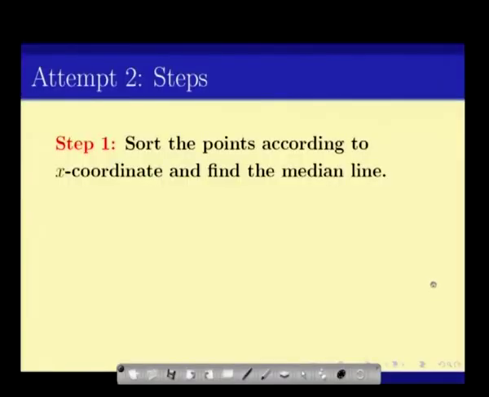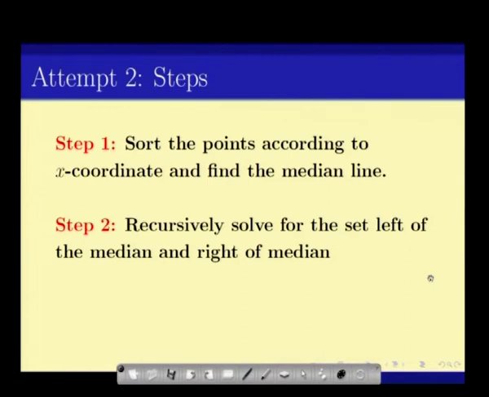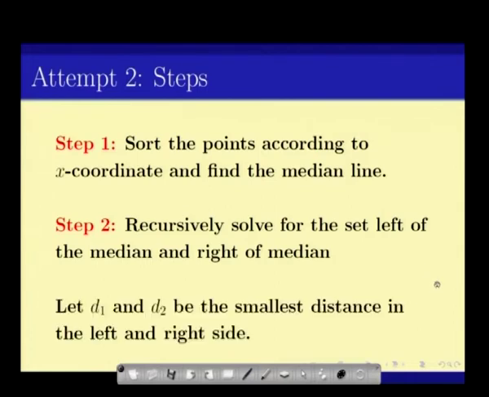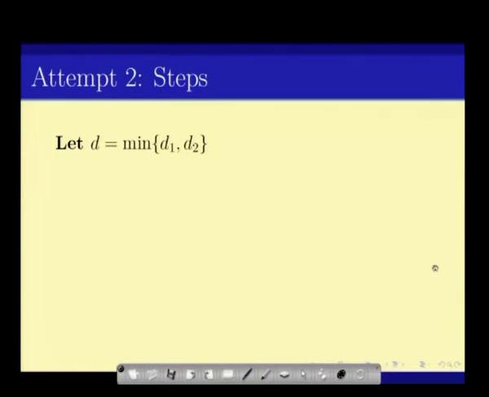So, let us see the pseudocode of this algorithm first. First we sort these points according to the y coordinate and find the median line. Then we recursively solve for the left hand side of the set and the right hand side of the median. Let d 1 and d 2 be the smallest distances in the left side and the right side respectively. Take the minimum of d 1 and d 2.